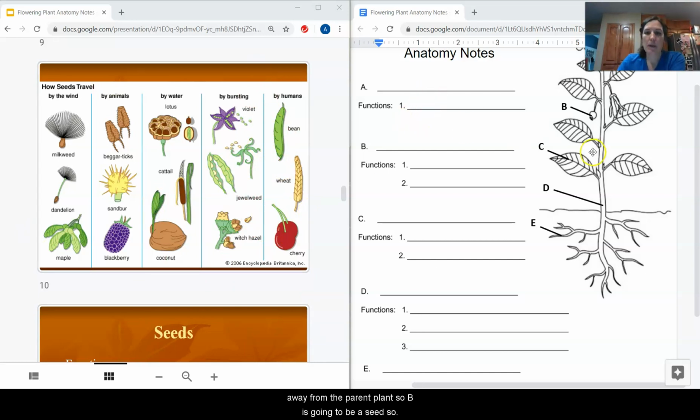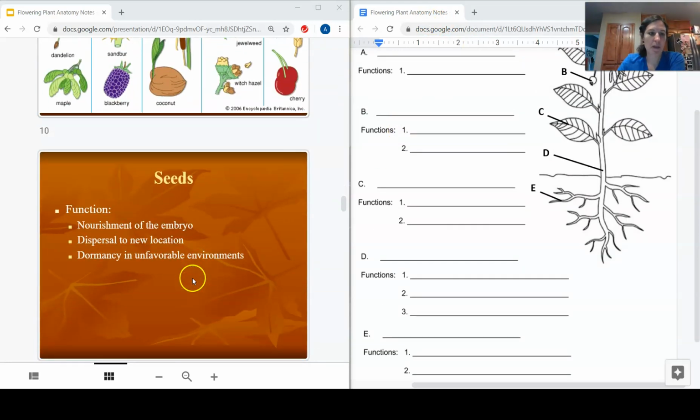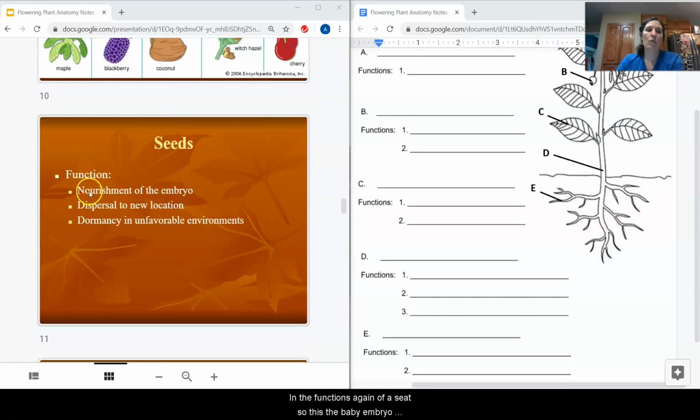So B is going to be a seed. So let me see here. And the functions again of a seed. So the baby embryo is inside of a seed. And it's perfect. I wish I should have gotten a peanut. But inside the peanut, if you break it apart, you can actually see this little bitty embryo. When we get to seeds, I'll show you pictures. And so the actual big part of the peanut that you eat is just nourishment for the embryo until he can sprout and make his own photosynthesis.